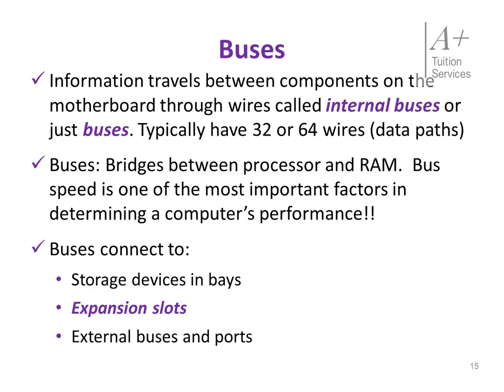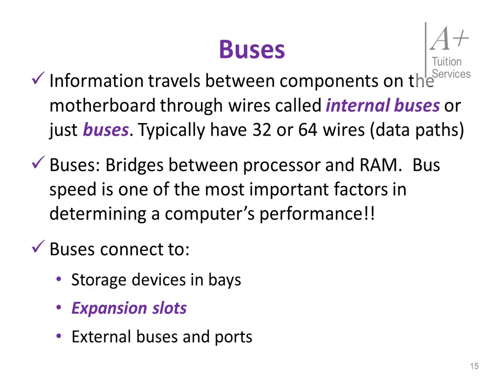When looking at a computer, we also speak about buses. And no, not the bus we take to go to school, but the bus which travels information between the different components. So information travels between components on the motherboard through wires called internal buses, or just buses. They typically have 32 or 64 wires, which are the data paths. Buses are bridged between the processor and RAM.